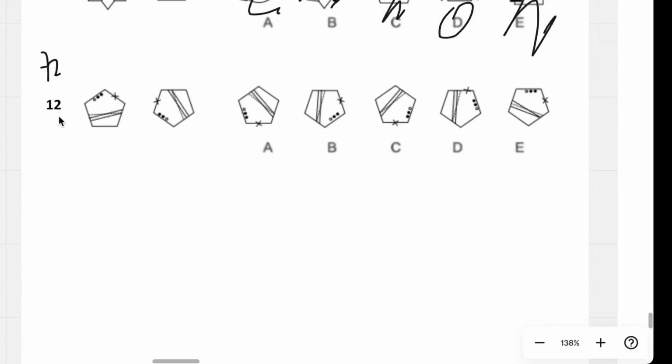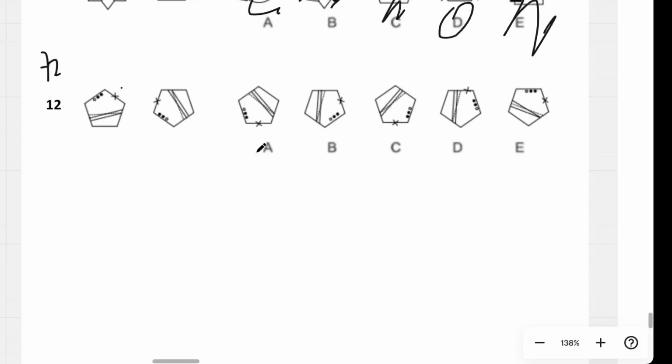And then 72, we have a pentagon with these lines on the inside. And these are 2 black, 1 white, which all of them have. And we can rotate this every time. If we rotate the shape, we can end up having this. We have these dots on the left-hand side, and then the cross, and then this dotted line that goes throughout.